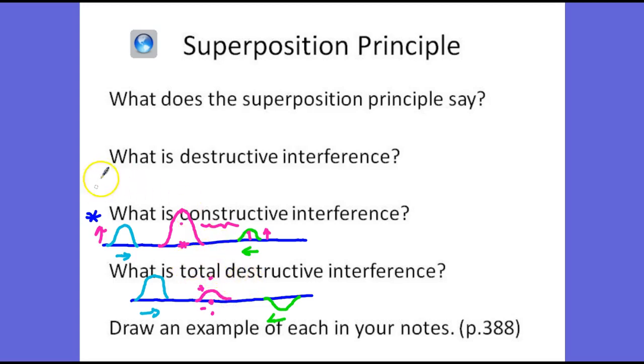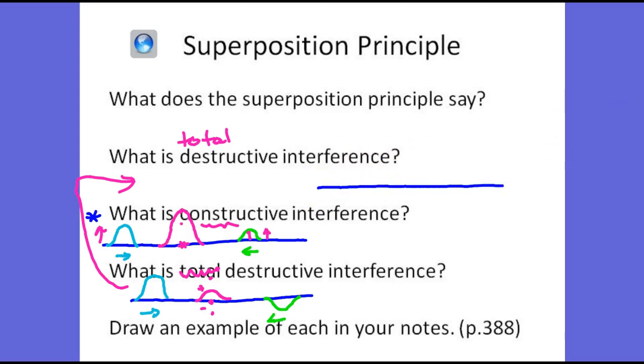Sorry, this is destructive, not total. Well, what is total? Sorry for the error here. What is total destructive interference? Well, it would be where the waves were on the opposite sides and had the same amplitude, but opposite, so they would completely cancel.